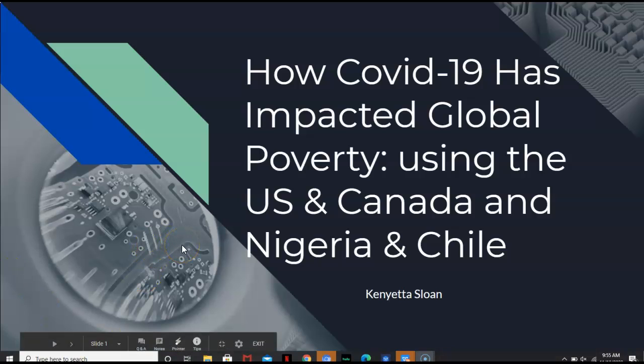How COVID-19 has impacted global poverty, using the US, Canada, Nigeria, and Chile to prove this.